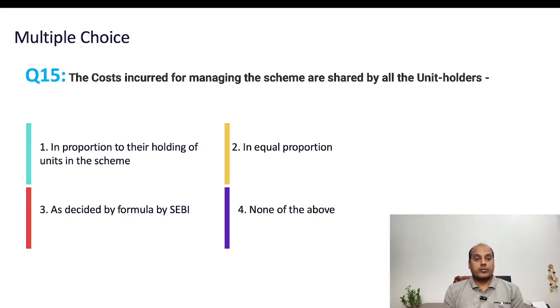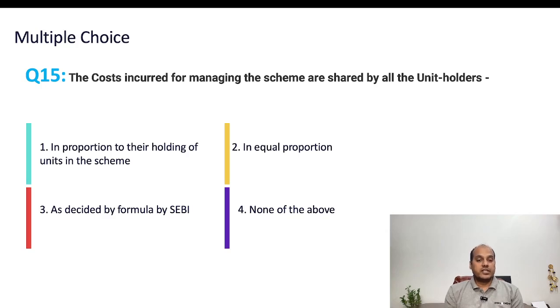Question number 15. The cost incurred for managing the scheme are shared by all unit holders in proportion to the holding of their units, in equal proportion, as decided by SEBI, or none of the above. So see, if someone has invested 5,000, someone has invested 5 crore, if it is equally divided among all unit holders, someone who has invested less will have to bear the most cost. So option 2 cannot be right.